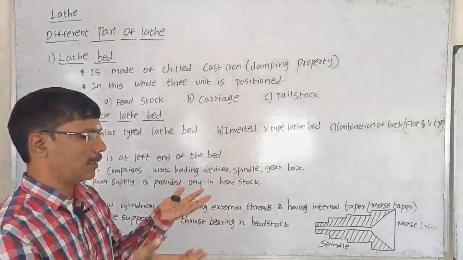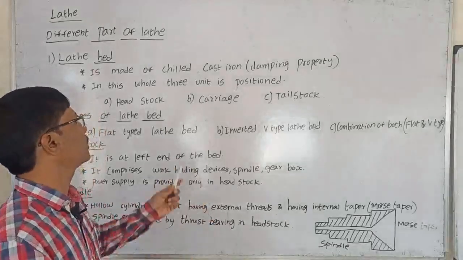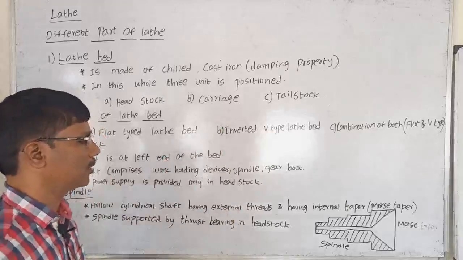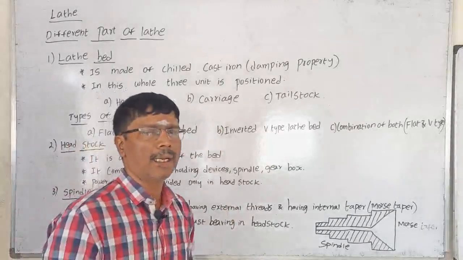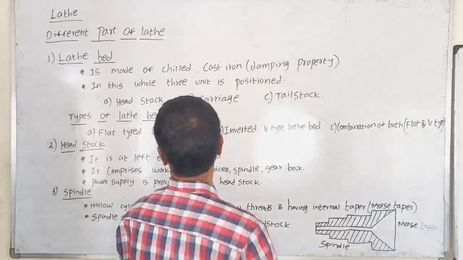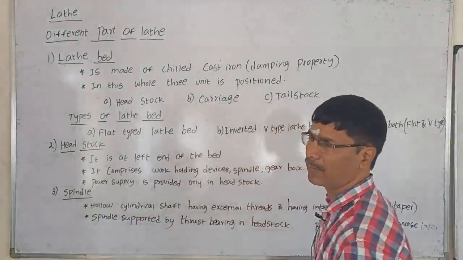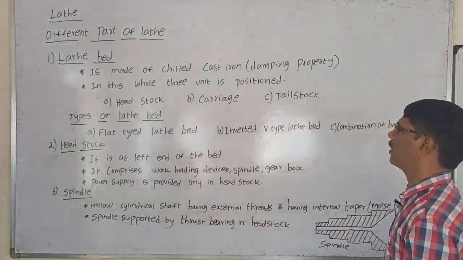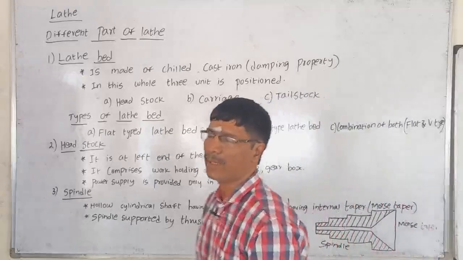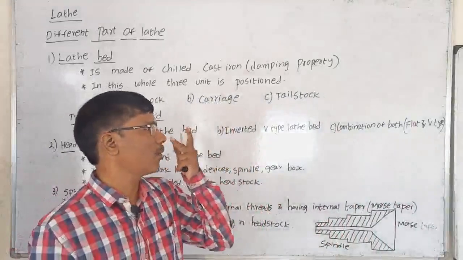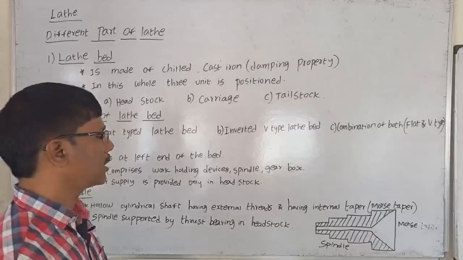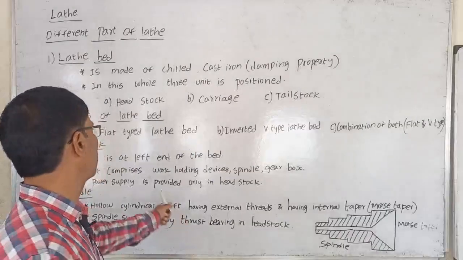So in this bed, there are three major components placed. The first one is headstock, and then carriage and tailstock. These are the three major components which are placed on the bed. So types of lathe bed, we are having different types of lathe bed. One is flat type lathe bed, inverted V type lathe bed, and combination of both flat and V type lathe bed.